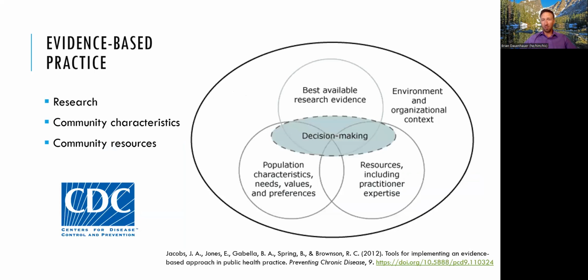So if we come back to this model, we're looking at what the research can tell us about the best practices to the extent that we currently know them. And then we want to consider at the same time the characteristics of the school community and the resources that are available at our disposal. So this is what I'm referring to when I talk about evidence-based practice.